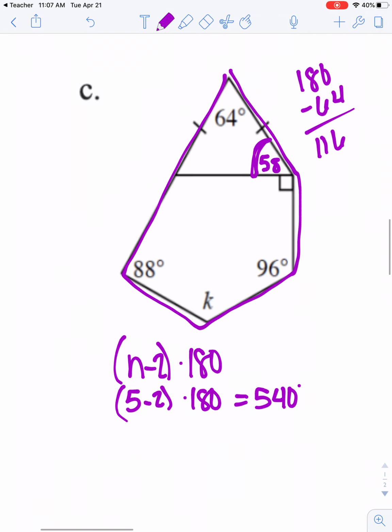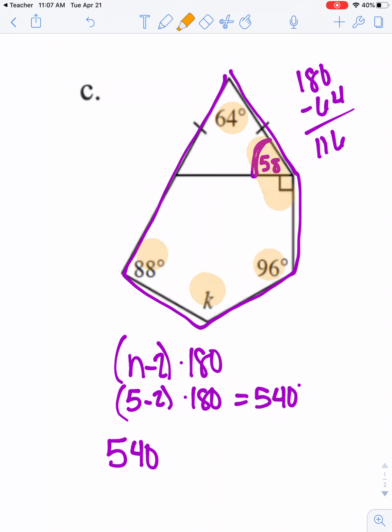Okay, then I'm going to write my equation. That has to equal the sum of all of the interior angles. So I'm going to add up 64, 58, 90, 96, K, and 88. So in my calculator, I'm going to do 64, 58, 90, 96, and 88. So that is 396 plus that K. So then when I solve, I should get K equals 144 degrees.